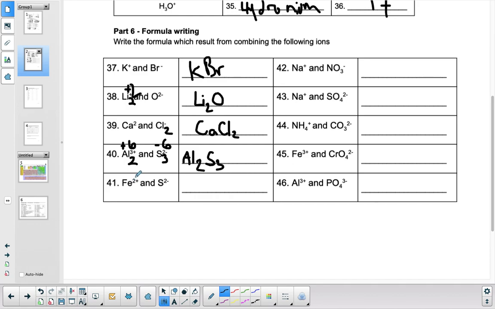41, easy, 2 plus, 2 minus. That cancels out really nice. FeS, don't need to make any changes. 42, we have the same thing, so positive 1, negative 1. So this is a polyatomic ion. This whole thing has a charge of -1. So we would have Na and O3.